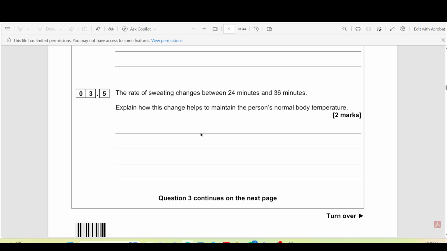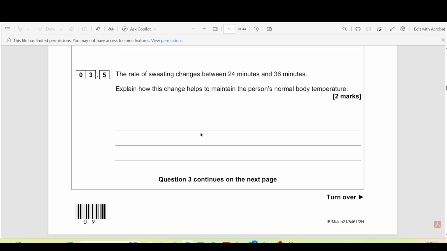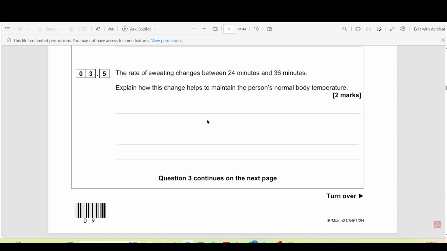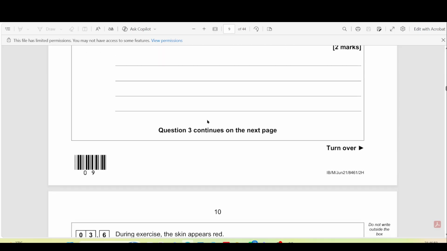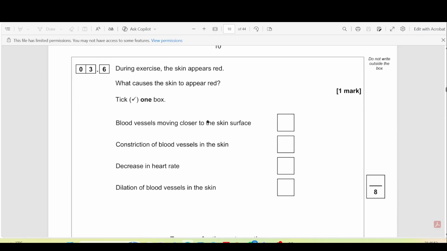So a decrease in sweat means less water on the surface of the skin to evaporate. Yeah. So less evaporation means less heat loss to the environment. Okay.